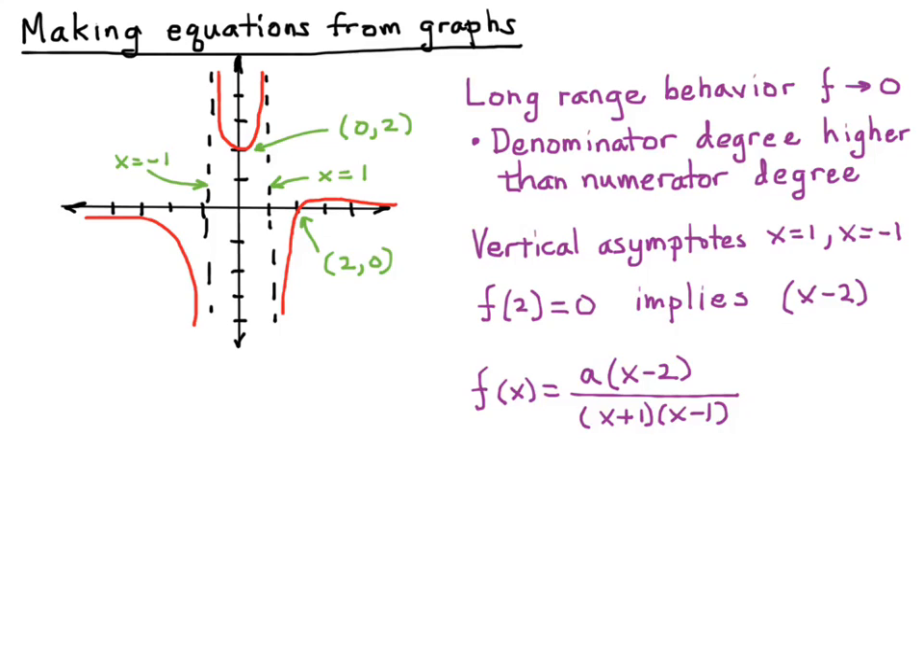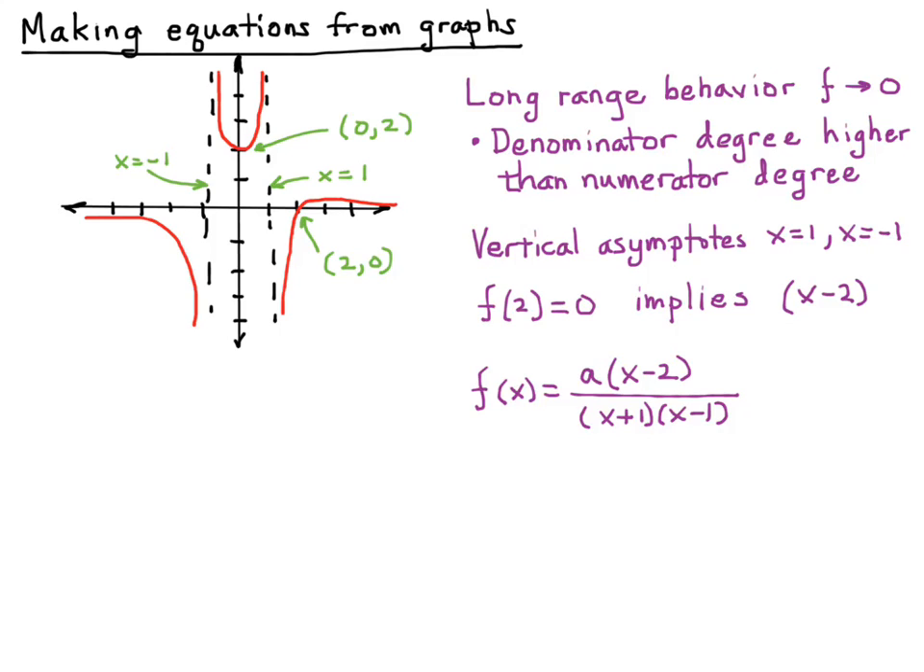Okay, so let's look at this. I know that the numerator is going to be x minus 2, because that's what's going to put in a 0, the x-intercept. My denominator is going to look like x plus 1 times x minus 1, because I have two vertical asymptotes at 1 and -1. And then I always have this coefficient a, and the coefficient a is what's going to make this whole thing work when I plug in real numbers.